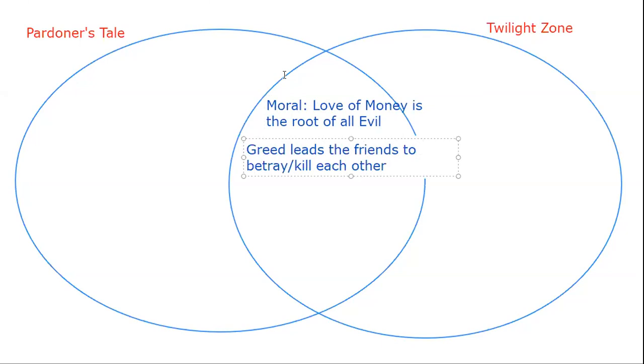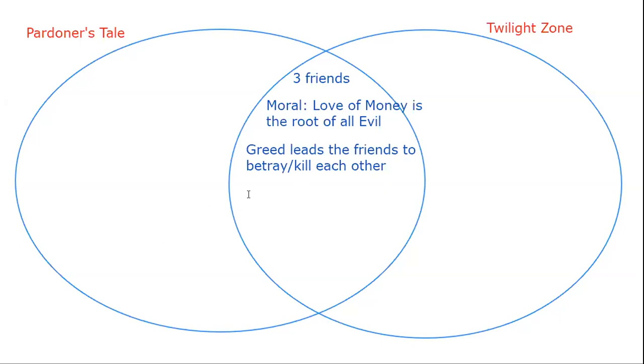I should start at the top by saying that both of these involve three friends. Now, it's true that in the Twilight Zone episode, there is a fourth character who dies at the very beginning, but the primary storyline features three friends in each one of those. If you really want to get into it, there was also a fourth guy who died at the beginning of the Pardoner's Tale, but I don't really think that's significant enough to put on here. So three friends who are greedy, and it leads them to kill each other.